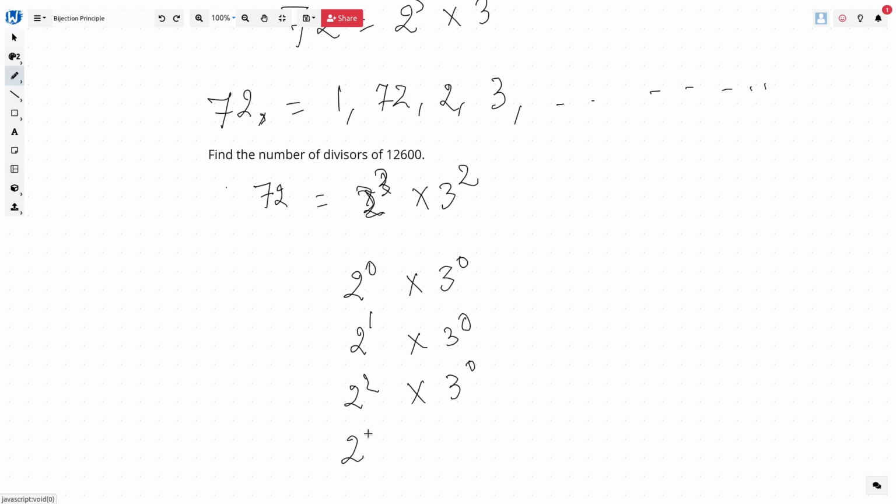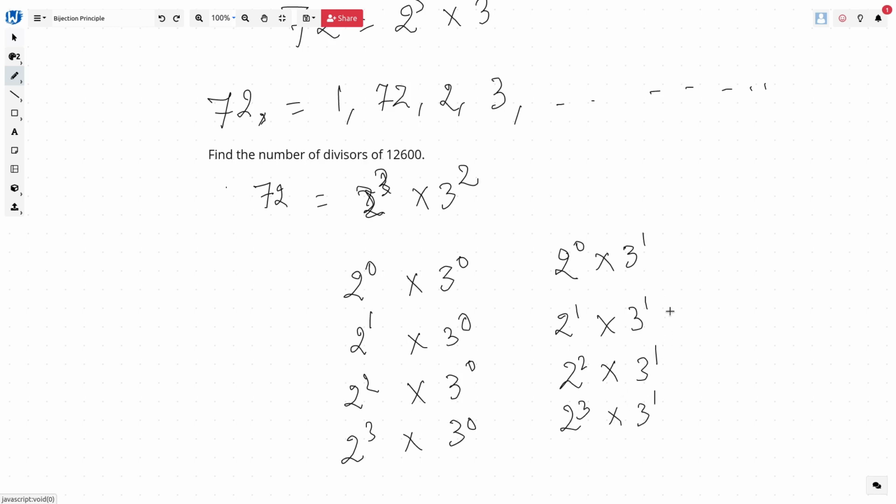And finally, there will be 2 to the power 3 into 3 to the power 0. Similarly, we can write 2 to the power 0 into 3 to the power 1, 2 to the power 1 into 3 to the power 1, 2 to the power 2 into 3 to the power 1, and 2 to the power 3 into 3 to the power 1. So if you look at it, all these numbers will divide 72.